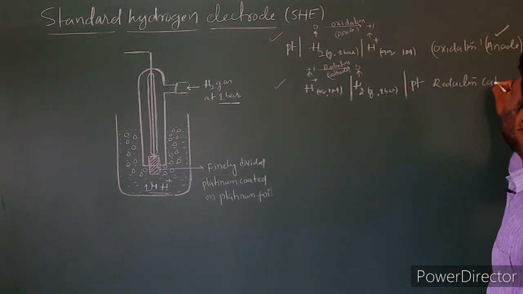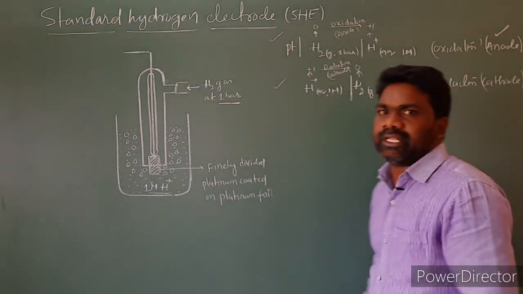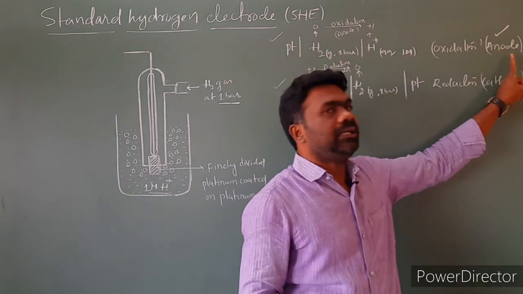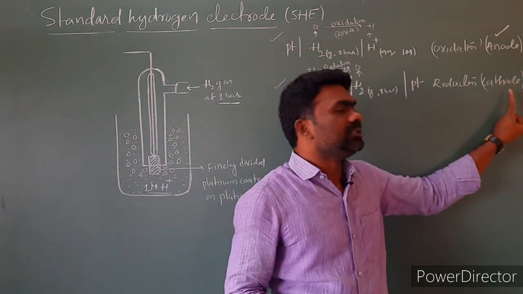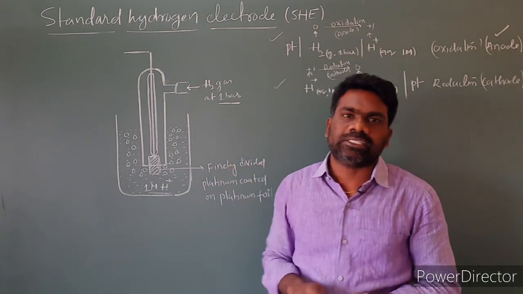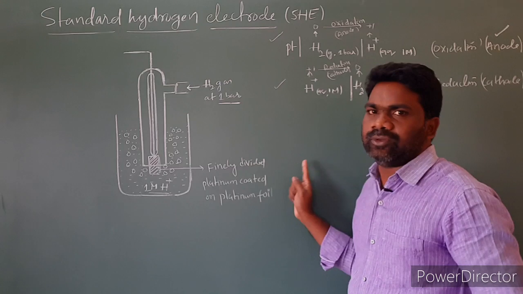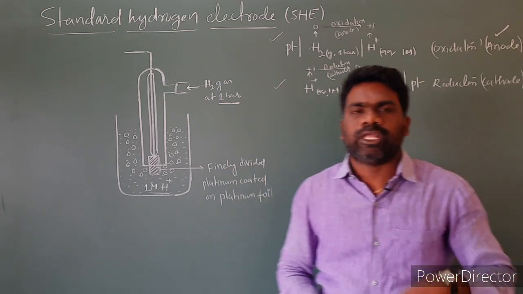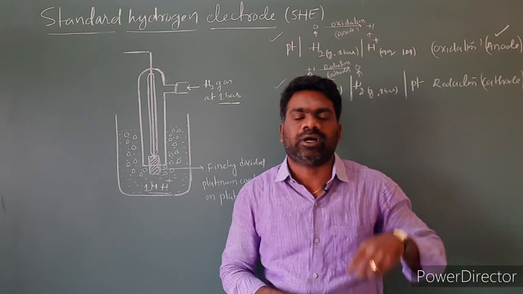So nothing but we can take it as a cathode. What is the important point here? The standard hydrogen electrode can act as an anode, and it can act as a cathode. So based on this point, this will be used as a reference electrode. By taking the standard hydrogen electrode, we are able to find out the electrode potentials of other half cells.